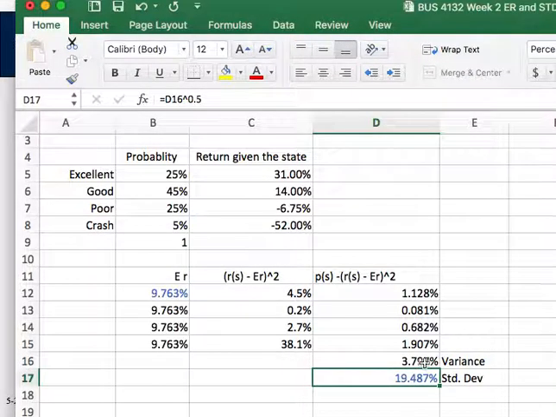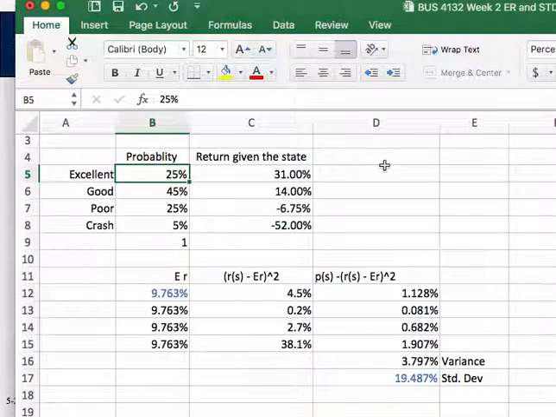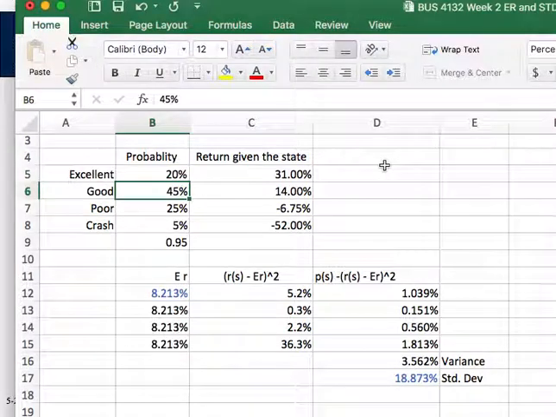I've also done this in blue, so I know that this is the expected return and this is standard deviation for this scenario. The blue just allows me to easily see it. That's the only reason I did it in blue. Now, here's the model part. This probability, excellent. What's the excellent economy? I don't think it's 25%. I think it's 20%. Well, now I have an extra 5% to play with here.